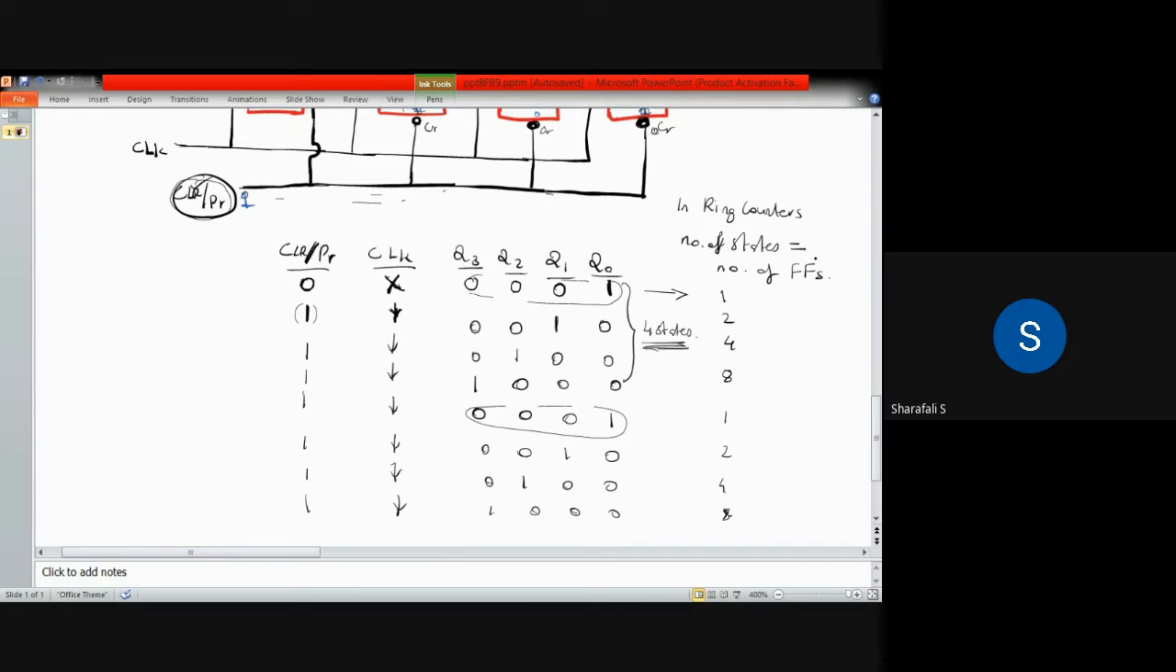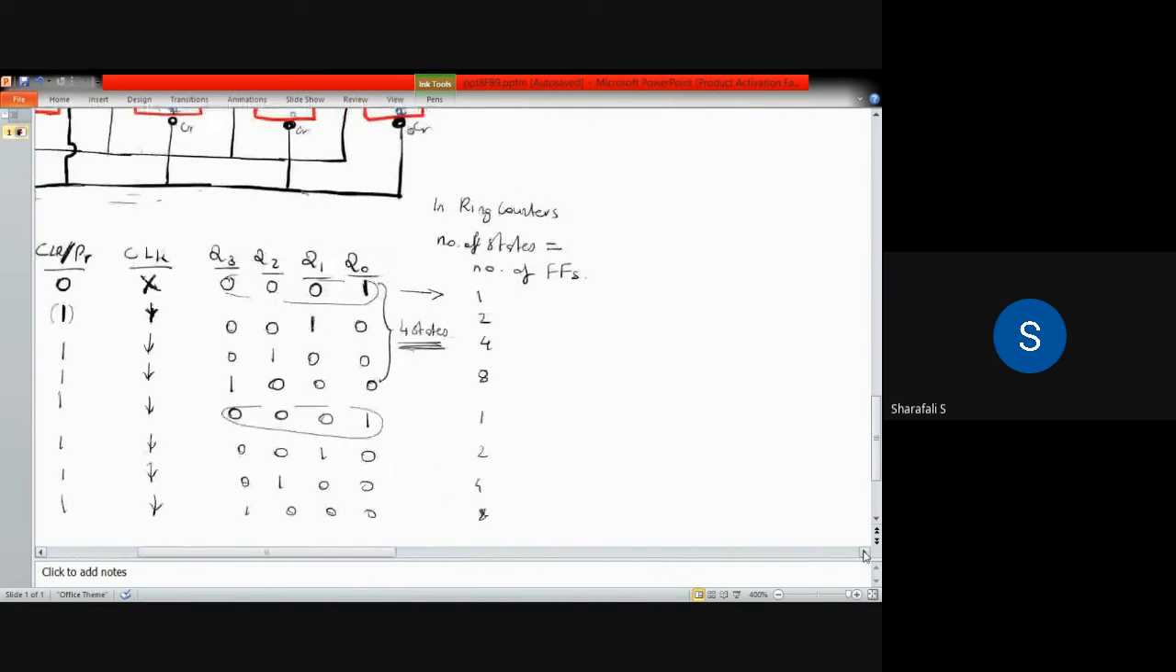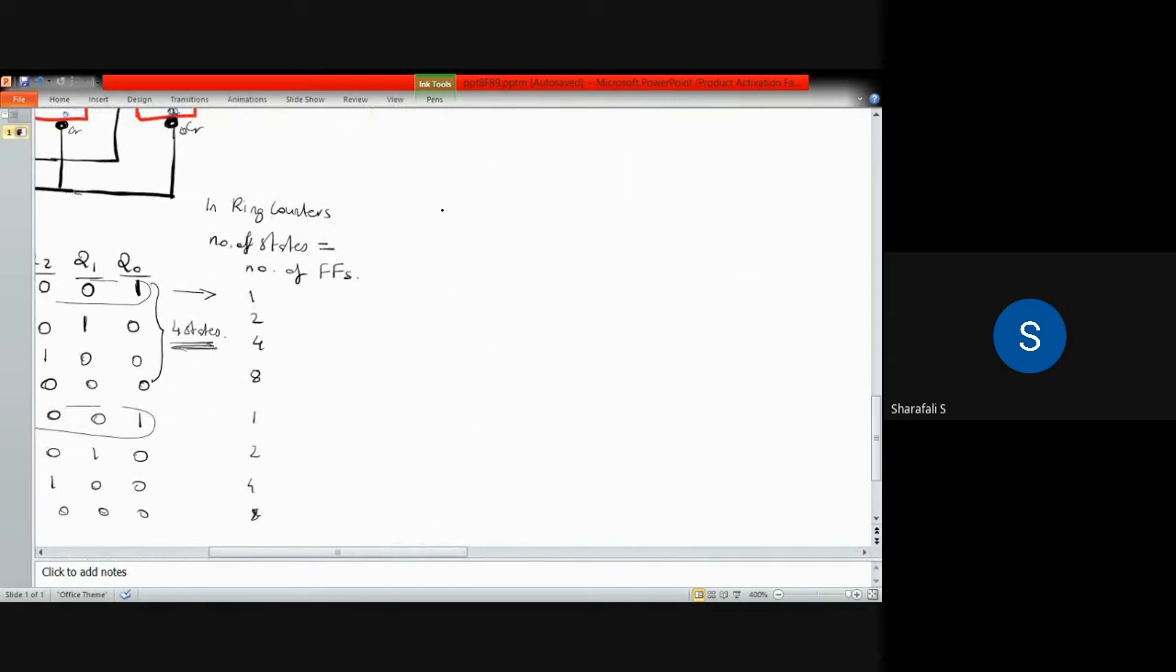If you draw the clock pulses in the pulse diagram, then we can see, let's say this is the clock pulse. I think we stopped here. The period of this clock pulse should be the same, and we have these negative edges. Negative trigger.